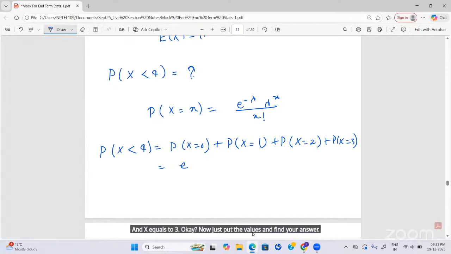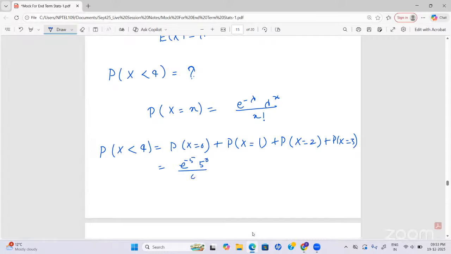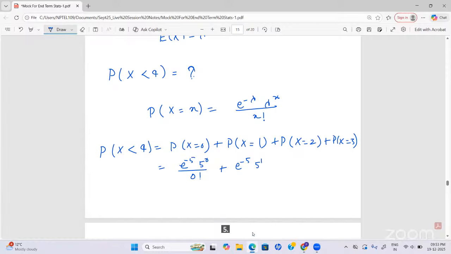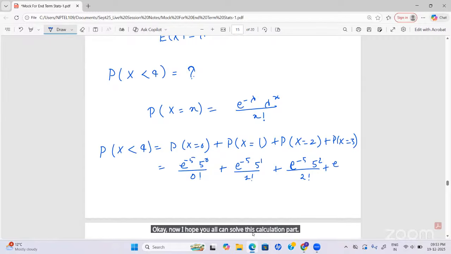So lambda is equal to 5, 5 power 0 divided by 0 factorial, then e to the power minus 5, 5 power 1 divided by 1 factorial. Okay, now I hope you all can solve this calculation part. You can do it on your own.